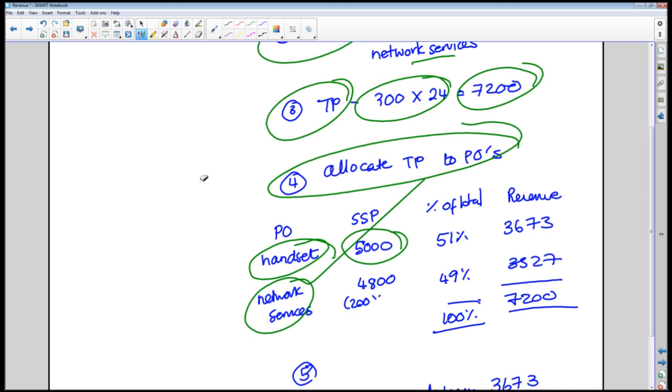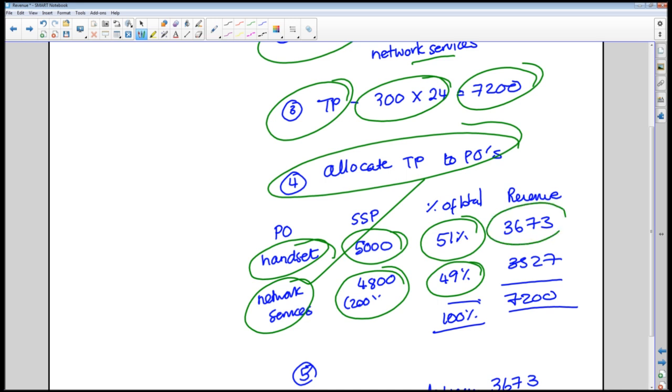Then the standalone selling price of the network services will be 4,800, which is 200 rands times 24 months. They told us that if you just buy the network services by themselves, the 200 deal, you pay 200 rands per month. So that's times 24, which is 4,800. In percentage terms, 51% of the revenue needs to then be allocated to the handset, and 49% needs to be allocated to the network services.